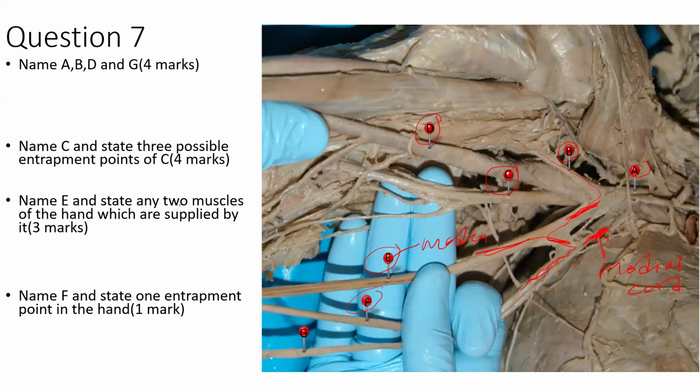We were naming E. Name two muscles of the hand which are supplied by the median nerve. I can see people saying brachialis, brachioradialis. You have a brachialis in your hand? This is wonderful. Brachialis, medial half. You have a brachialis in your hand?